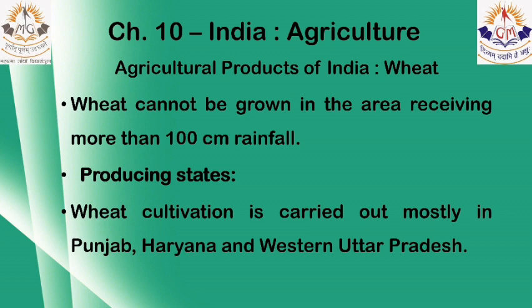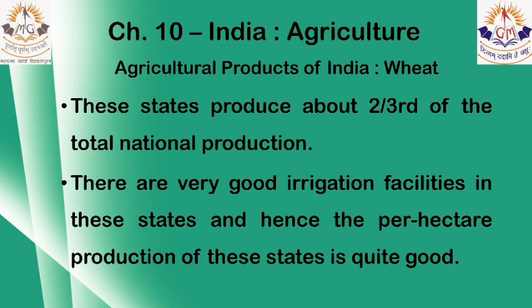Now, which are the producing states? In India, wheat cultivation is carried out mostly in Punjab, Haryana and Western Uttar Pradesh. Western Uttar Pradesh means the half of UP towards the Delhi side. Maximum output of wheat is got from there. If we consider the total output of India as 100%, then 2/3, that is 66% of the wheat production, is done by these three states: Punjab, Haryana and Western Uttar Pradesh.